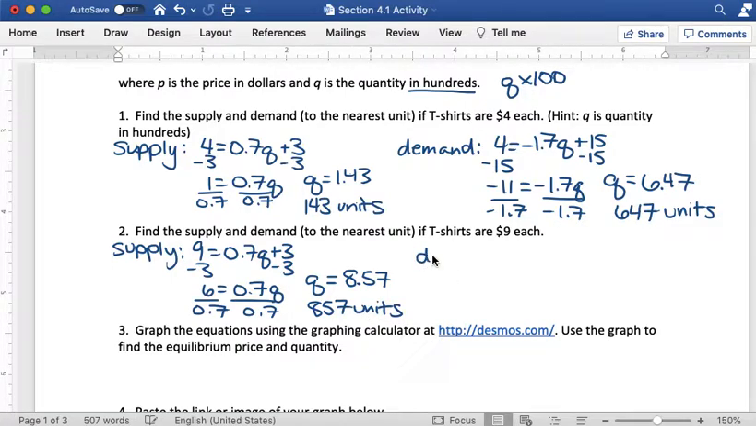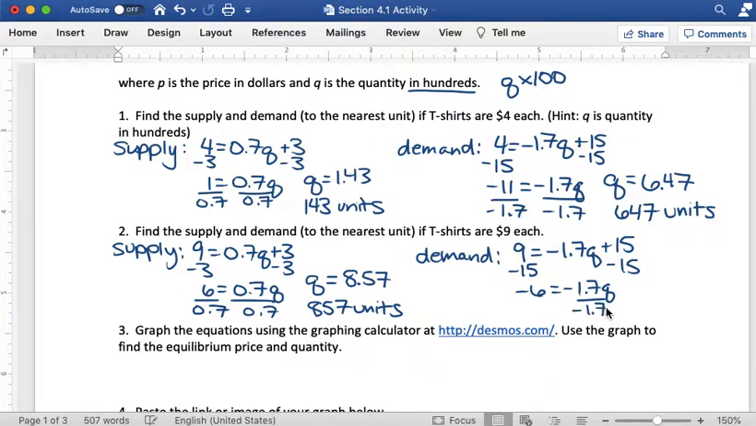And for demand, I'm plugging in 9 for P and solving for Q. I got Q equals 3.53, so 353 units.